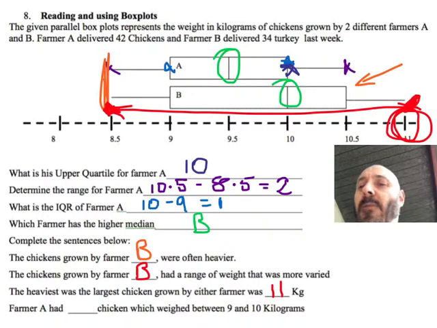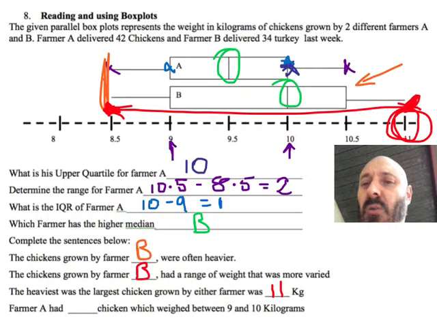Now I know from the question that Farm A had 42, so it's 50% of 42, so 50 over 100 times by 42. I did this one before, it's not the most difficult, and that should be 21 chickens in between 9 and 10 kilos. I'm feeling pretty good about that.